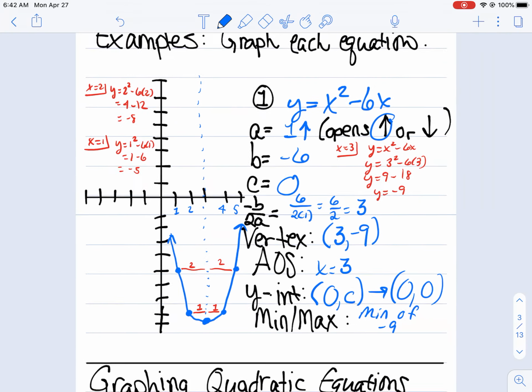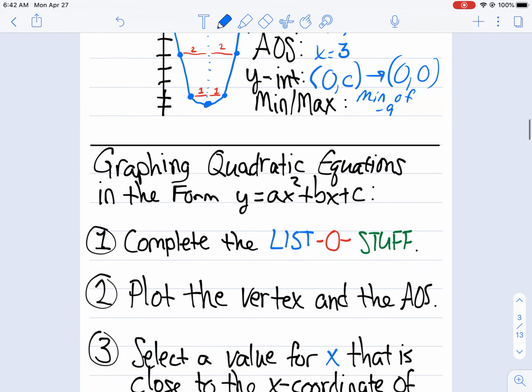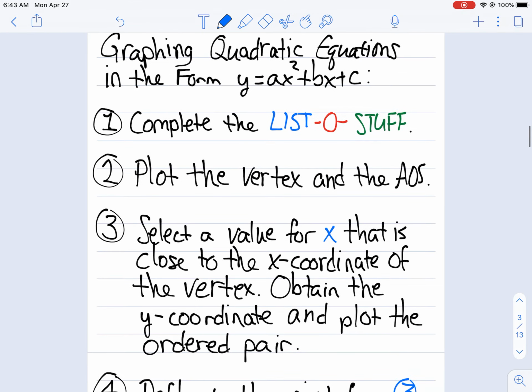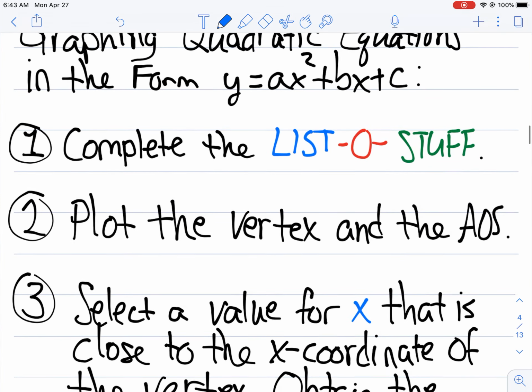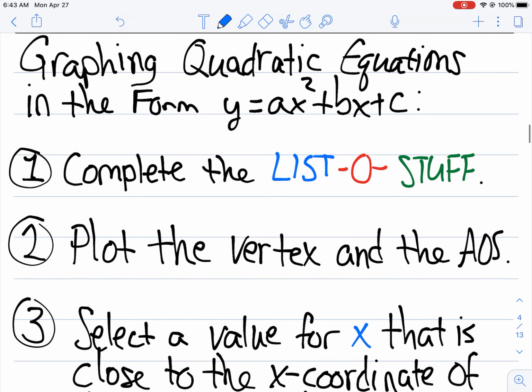All right, so let's go outline the process here real fast. Let's start with just these first two. Okay, so you're going to make that list of stuff: A, B, C, opposite of B over 2A, vertex, etc. All right, that's step number 1. Step number 2, once you find the vertex, you're going to plot the coordinates, and you're going to dash in the axis of symmetry.